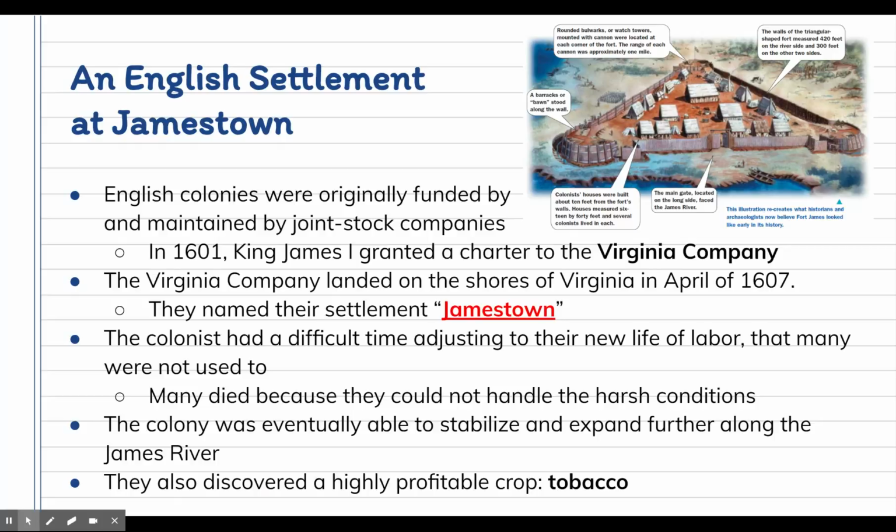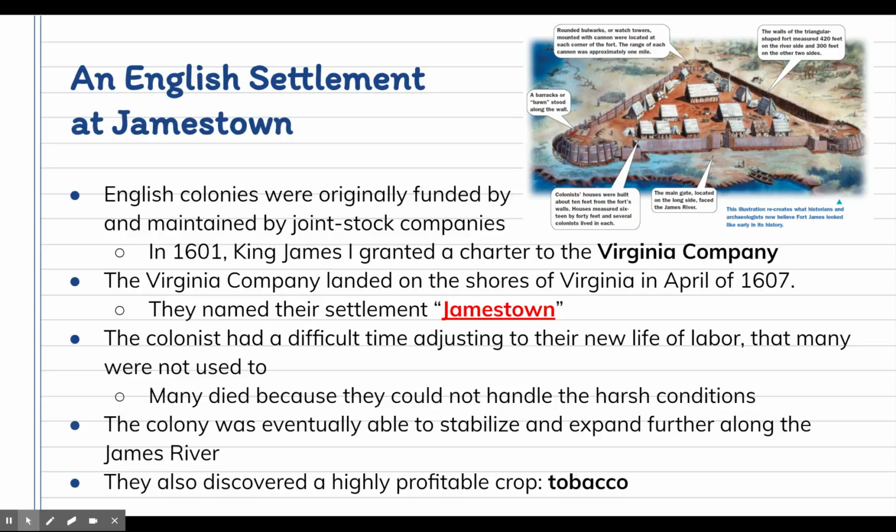So first, an English settlement at Jamestown. English colonies were originally funded and maintained by joint stock companies. So what this means is they were business ventures. So companies invested in these colonies. And so the idea was that the colony would make money. They would go to the colony, they would farm, they would crop, they might discover gold or other resources. So that was that kind of initial intention.